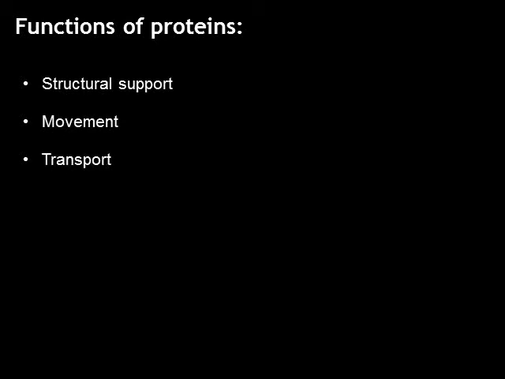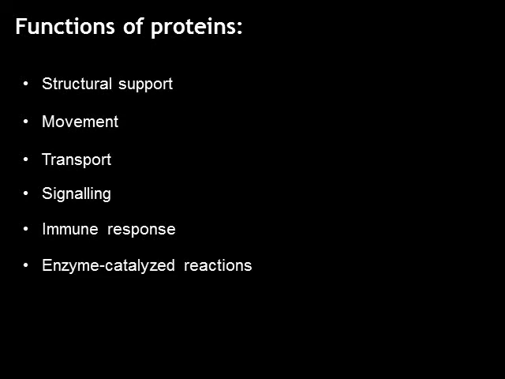Some proteins transport substances. Think about hemoglobin, which transports oxygen in your blood. Other proteins carry signals, for example, insulin, which is used to control your blood sugar level. Other proteins are involved in your immune system as antibodies. A specific type of protein called the enzymes catalyze chemical reactions. Now, these enzymes are responsible for most of the metabolic reactions in living things. They're extremely important.